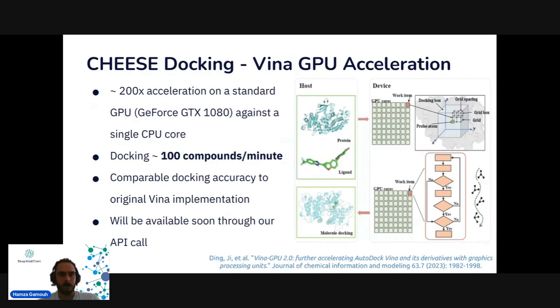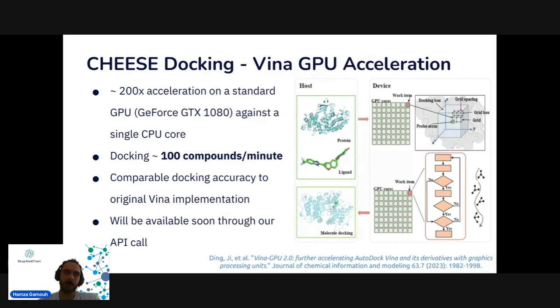We've also implemented the Vina docking tool with GPU acceleration. We've taken advantage of the latest developments in Vina GPU acceleration. We've made an API for CHEESE docking with GPU, which can achieve 200 times acceleration on a standard GPU, which is the NVIDIA GeForce GTX 1080, against a single CPU core.